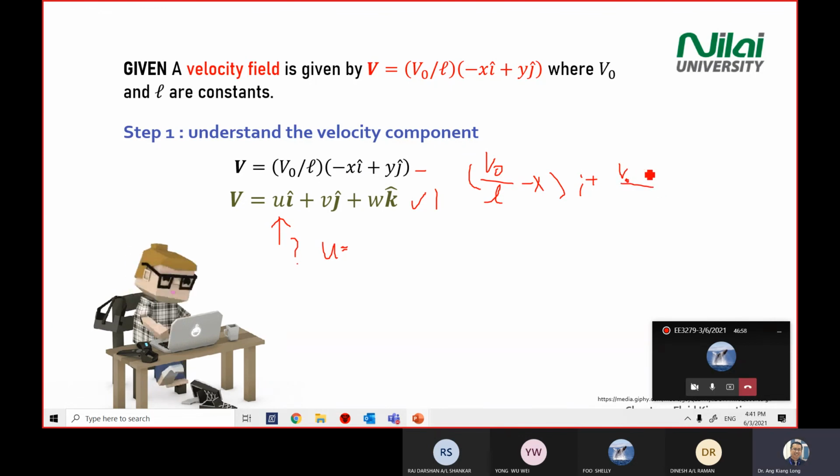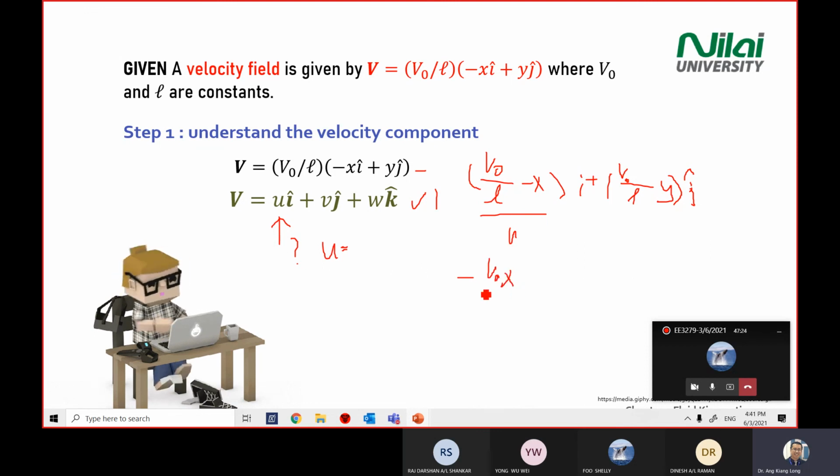Apologize again, I'm writing using my mouse. Apologize for my writing. Okay, so if you compare side by side, this one is your u. Your u is minus v0 x divided by L, or you can put your x to the side. You represent it as u.